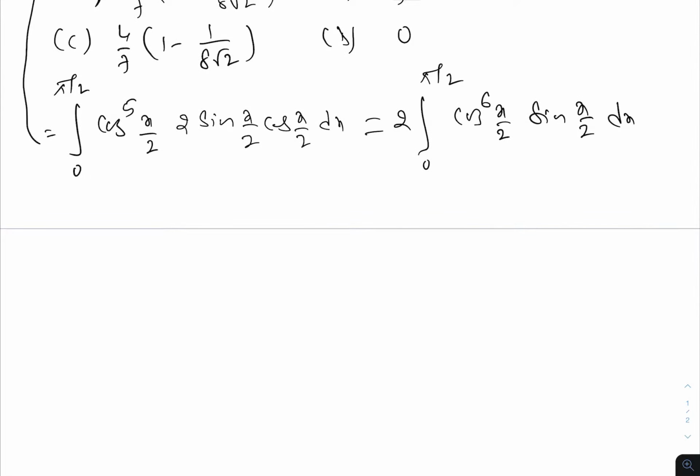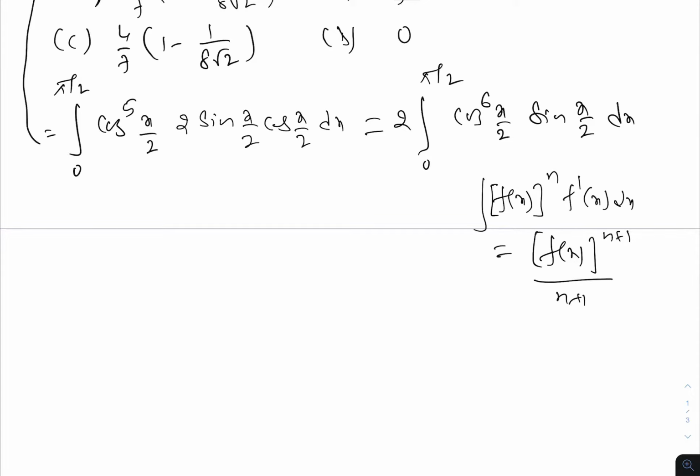Now we know very well that sine and cosine are derivatives of each other. So here again we use the formula that the integral of f(x) power n into f dash x dx equals f(x) power n plus 1 upon n plus 1. Now what is f(x) here? Cosine (x by 2). And what is its derivative? f dash x is minus 1 by 2 sin (x by 2).